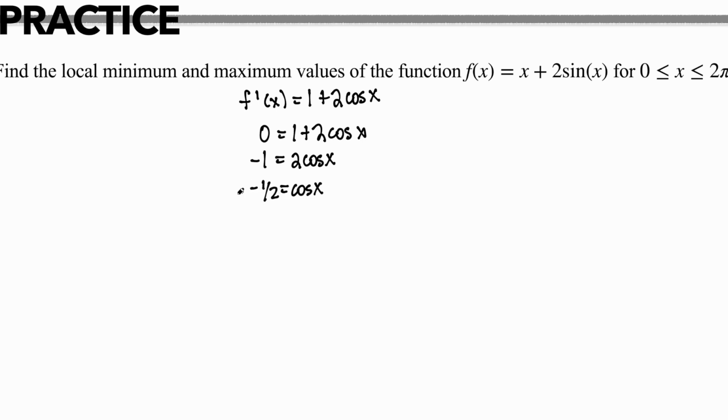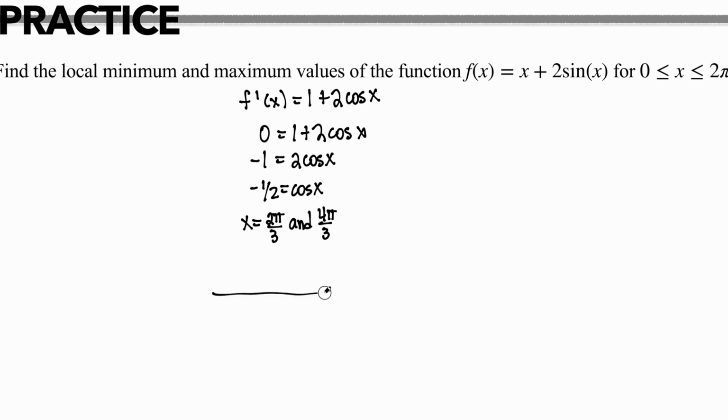And so we're looking on the unit circle, where is cosine -1/2? That is when x is -1/2, at 2 pi over 3 and at 4 pi over 3. Remember, cosine is the x value on the unit circle.